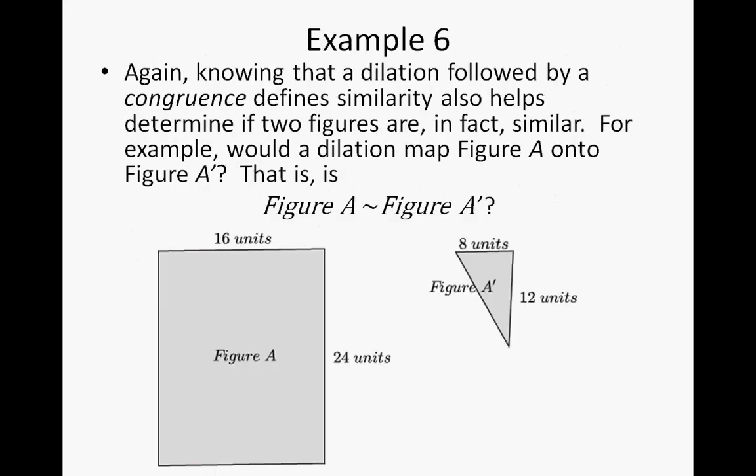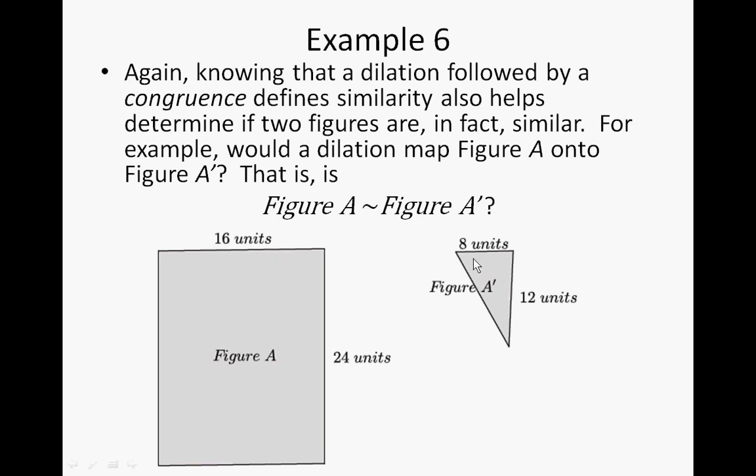All right, last example. Again, knowing that dilation followed by congruence, and notice that congruence is highlighted there, a dilation followed by a congruence defines similarity, also helps determine if two figures are in fact similar. For example, would a dilation map figure A onto figure A prime? Is figure A similar to A prime? Now you might be looking at this going, really? You're asking me this question? But if you look at it a little bit closer, do we have two sides that are corresponding? And the answer to that is yes.